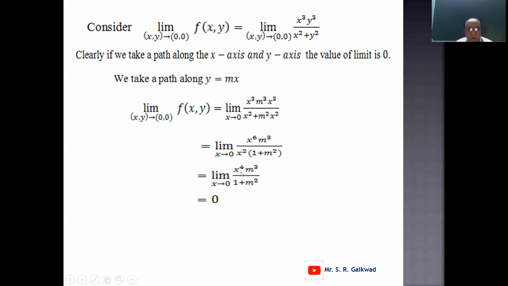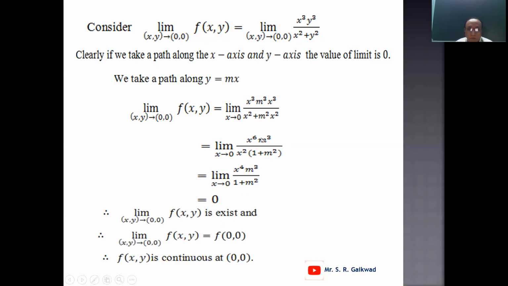Then as x tends to 0, the value of the limit is 0. Along the x-axis and along the y-axis, the value of the limit is 0. Along the path y equal to mx, the value of the limit is 0, and therefore along different paths the value of the limit is the same. Therefore limit of x comma y tends to 0 comma 0 of f of x comma y exists, and the value of the limit is the same as the value of the function at 0 comma 0.